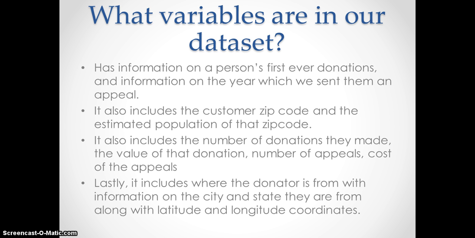So what variables are in our data set? Well, we have information on a person's first ever donation, going down to the day, month, and year of it. The information that we sent them an appeal, and it also includes the customer's zip code and the estimated population of the zip code that they reside in. In addition to this, it includes the number of donations that a customer has made, the value of that donation, the number of appeals that we have sent them, and the cost of appeals. And lastly, it includes where the donator is from, along with the information on the city and state.